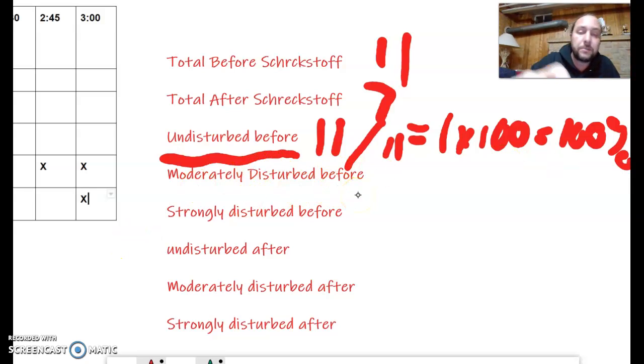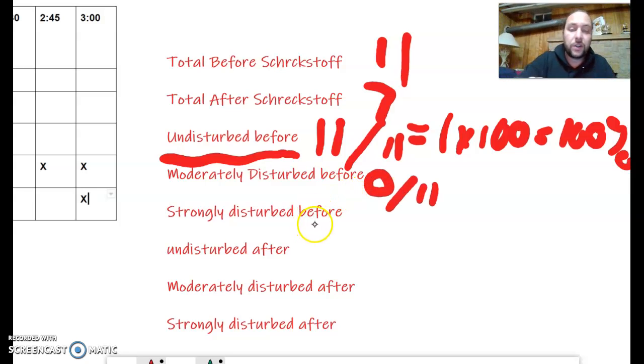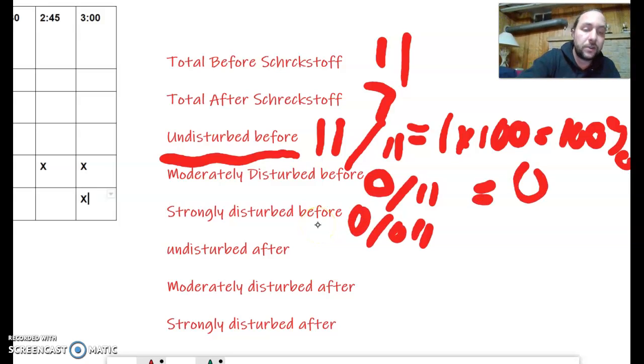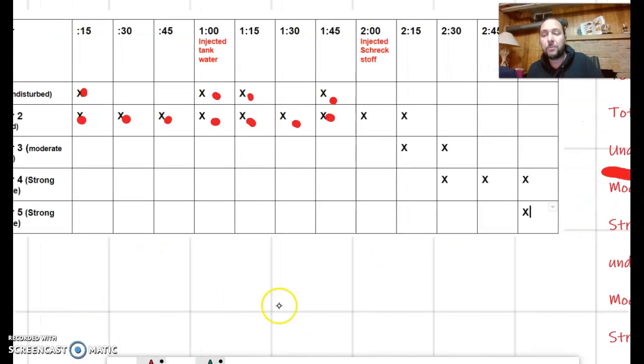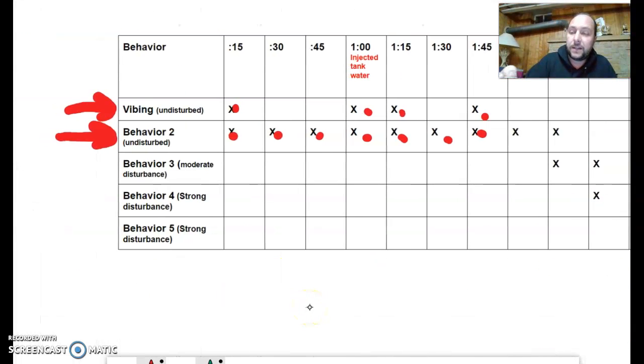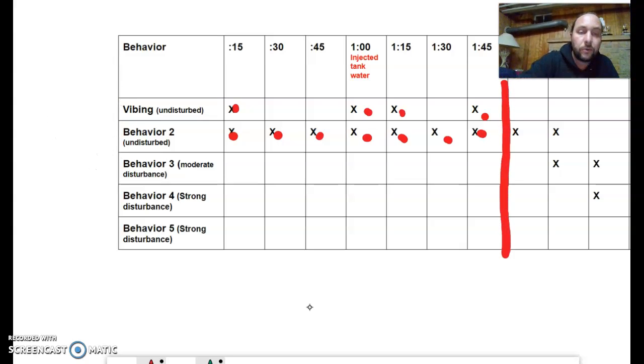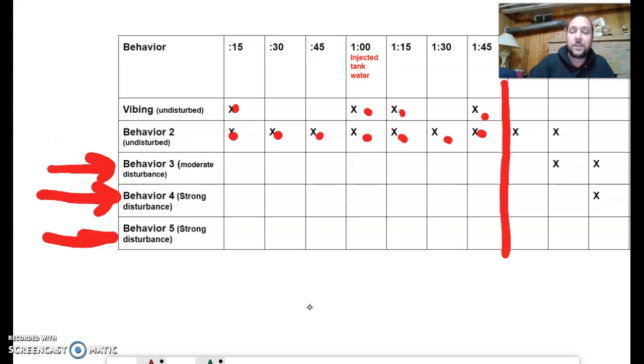So moderately disturbed before, well, I know that's going to be 0 out of 11. And strongly disturbed before is also going to be 0 out of 11. And that's going to equal 0%. And that's going to equal 0%. So that was really easy, that math, right? Now, how did I know there were no moderately disturbed? Well, I came over here to my data and I looked at the time before Schreckstoff, which is before here, right? And I said, oh, there's a moderate and there's my strong, and nothing occurred. None of those occurred, but I still need to make sure, okay?